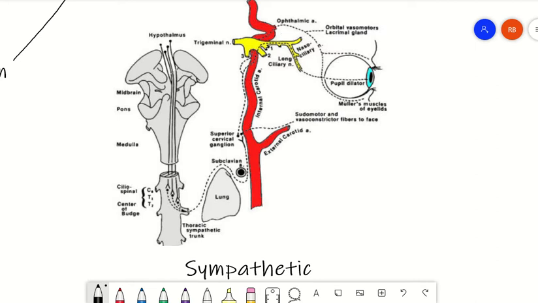And the bits I'm circling are just the bits to pay attention to. So the sympathetic pathway begins at the hypothalamus, and that is where we have the first order neuron. So that goes from the hypothalamus all the way down to the ciliospinal center of Budge.